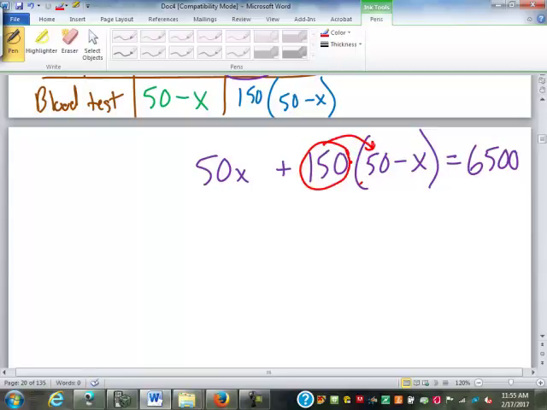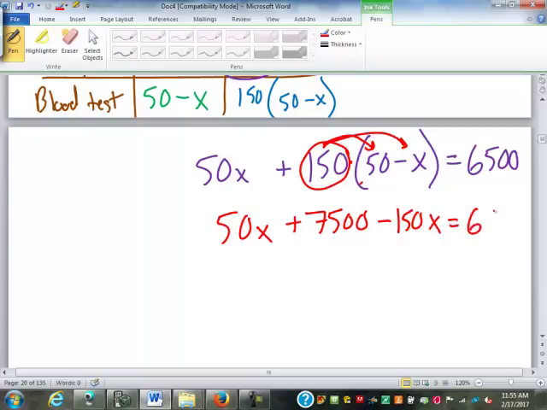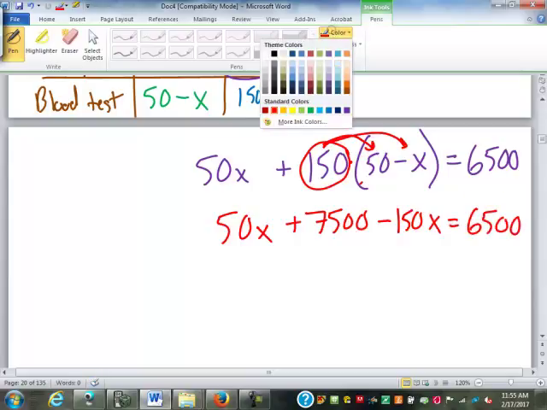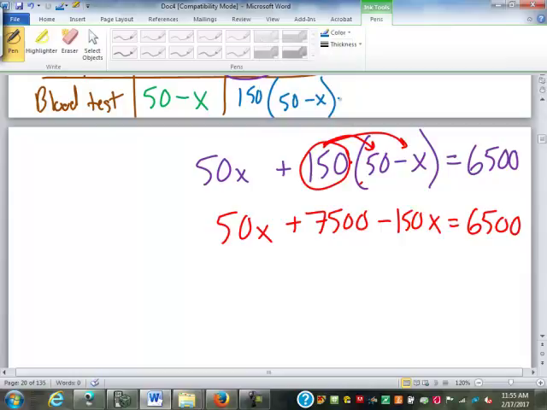So 150 times 50 is 7,500. 150 times negative x is negative 150x. So we still have the 50x up here. That's a positive 7,500, so I'm going to put a plus in there, equals 6,500. Any questions so far?